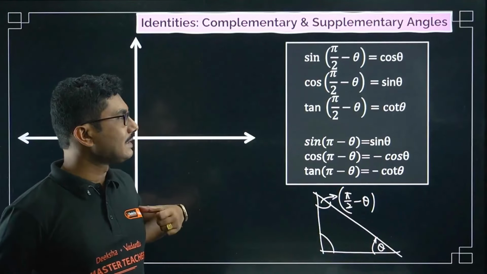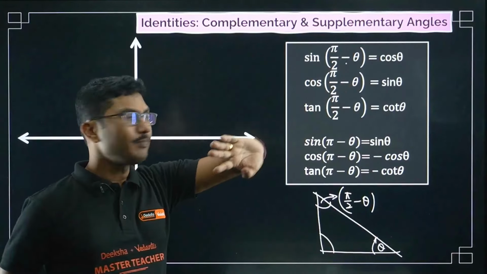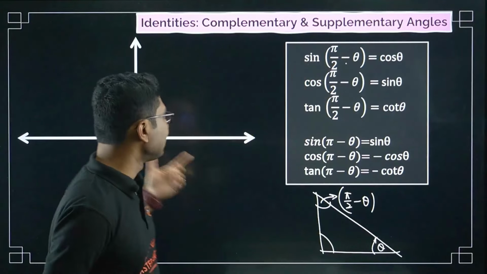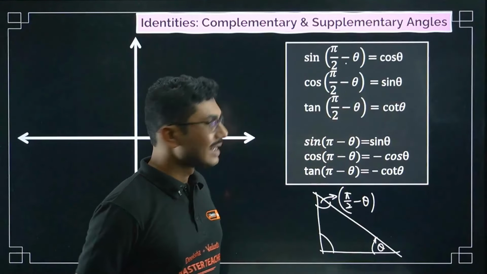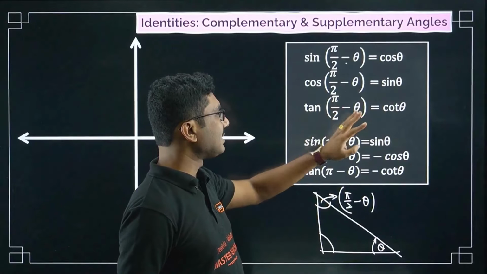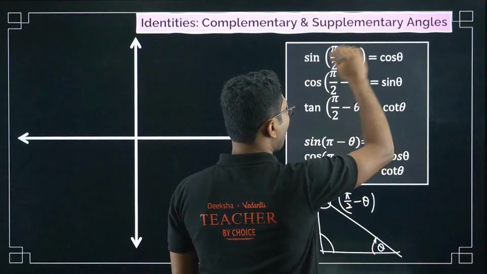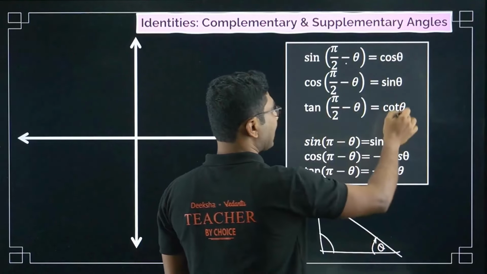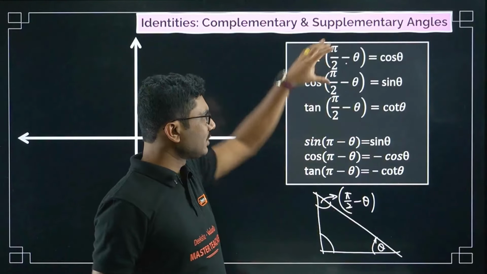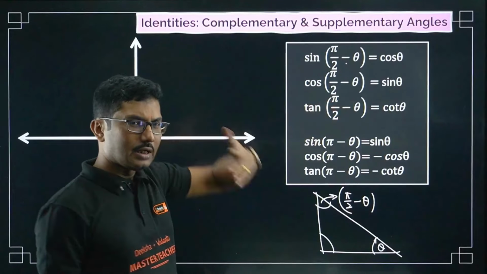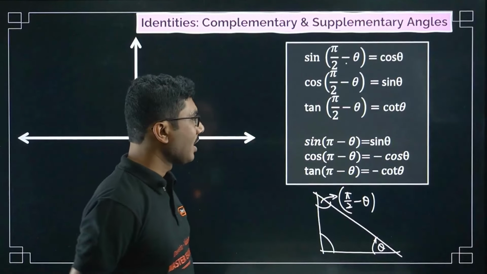Now for complementary angles, this is the formula that you have to remember. Sine pi by 2 minus theta is cos theta. It lies in the first quadrant. Cos pi by 2 minus theta is sin theta. Tan pi by 2 minus theta is equal to cot theta. Okay, so sine becomes cos, cos becomes sine, and tan becomes cot. Except for tan, it is easy, right? And mostly you will use these two only. The tan one is used less, but in mathematics all three are important.